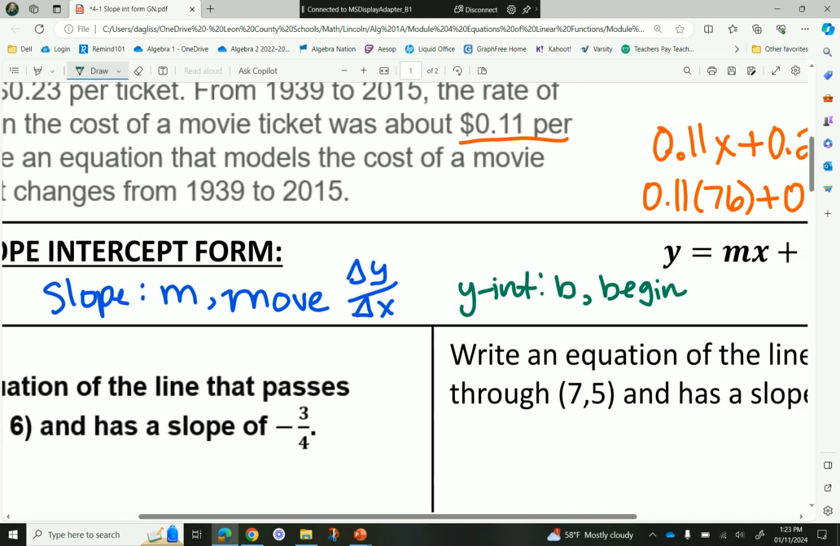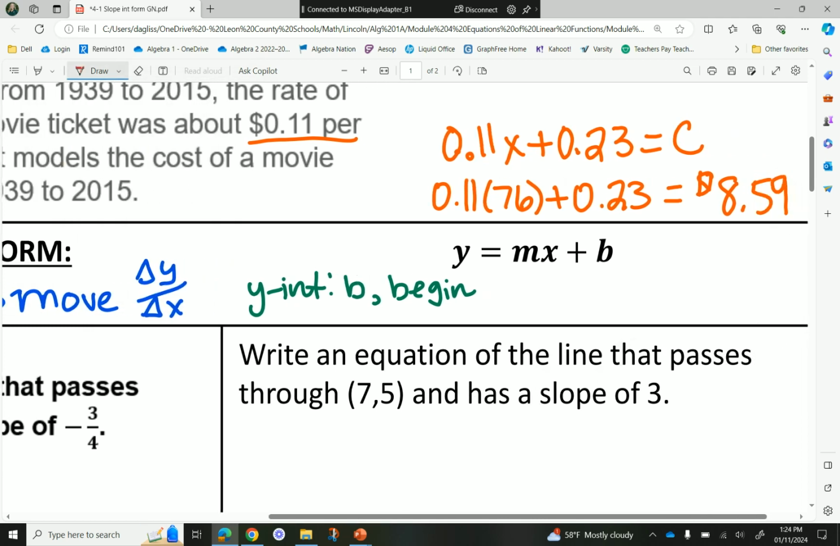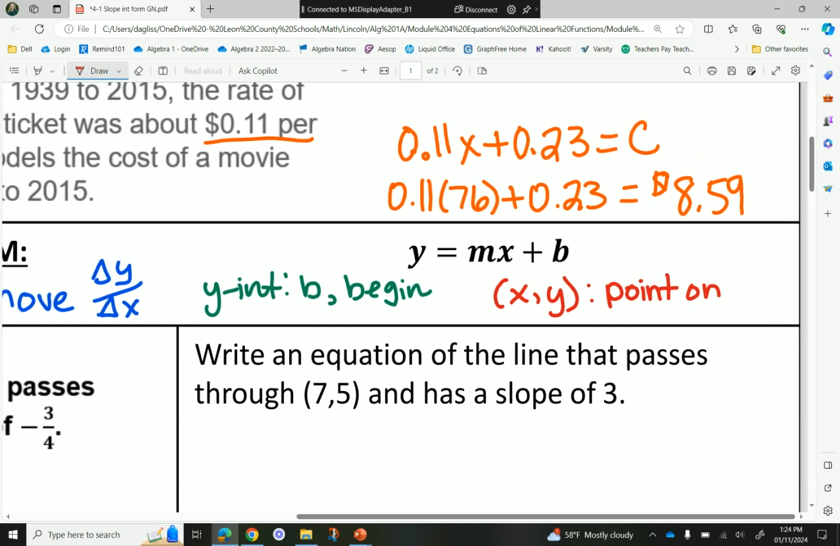And then we have an x and y, because it says y equals mx plus b. Your x and y are just a coordinate point on the line. So each letter represents something. If we plug in an x and a y, it comes from the same point.